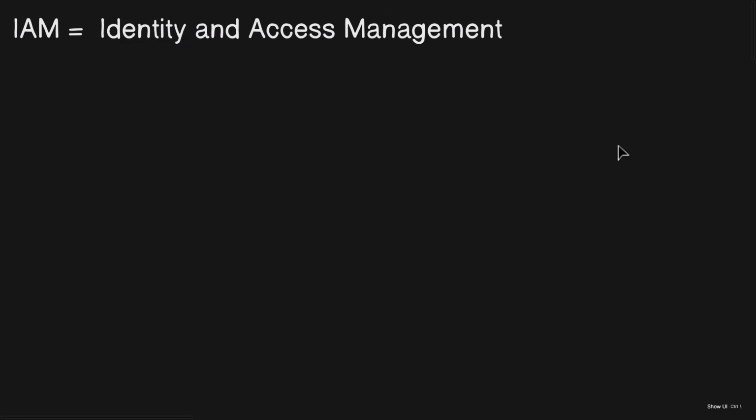So now it's time that we begin talking about IAM. So what is IAM? IAM, as you can see, stands for Identity and Access Management. Let me explain what this is. This is a service that simply defines who can do what in AWS.